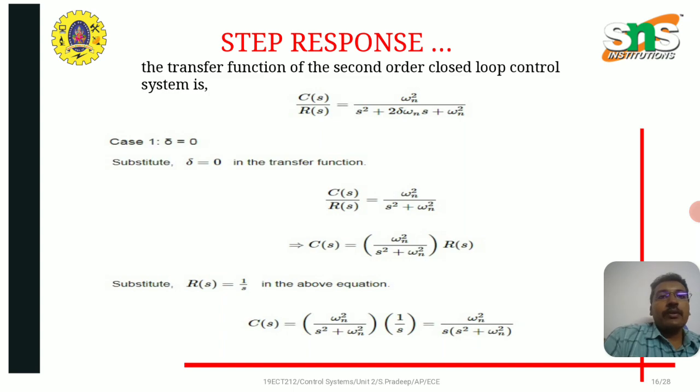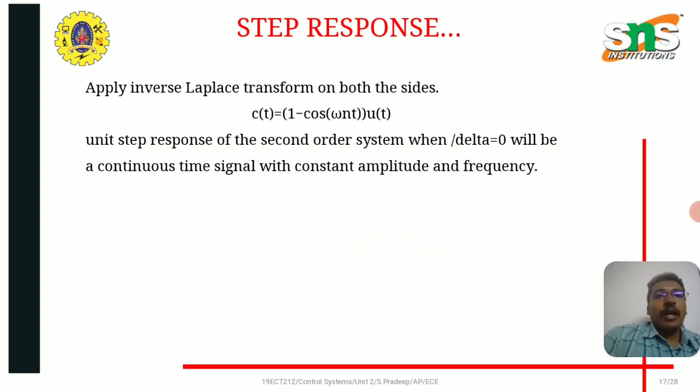Case 1, for delta equal to 0. Substitute delta equal to 0 in the transfer function, we get C(s) equal to omega square n divided by s square plus omega square n into R(s). Substitute R(s) equal to 1 by s in the above equation, we get C(s) equal to omega square n divided by s into s square plus omega square n. Apply inverse Laplace transform on both the sides. We get c(t) equal to 1 minus cos omega n t into u(t). The unit step response of the second order system when delta equal to 0 will be a continuous time signal with constant amplitude and frequency.